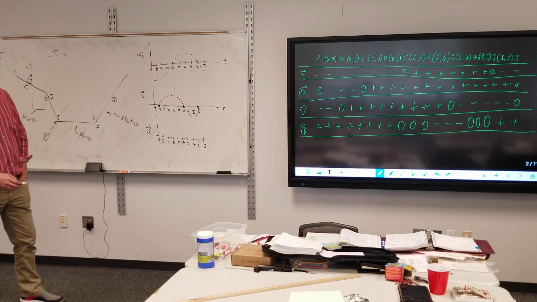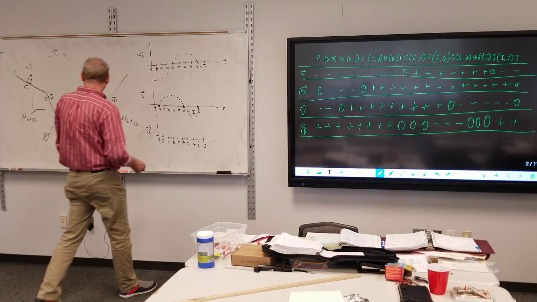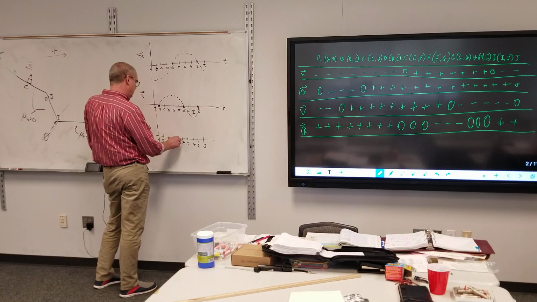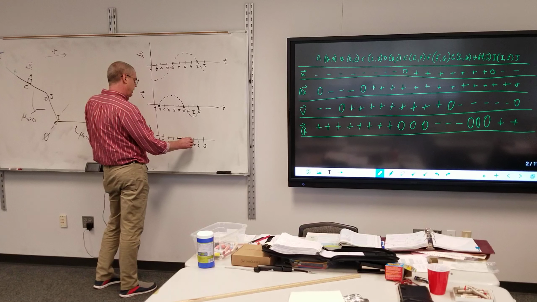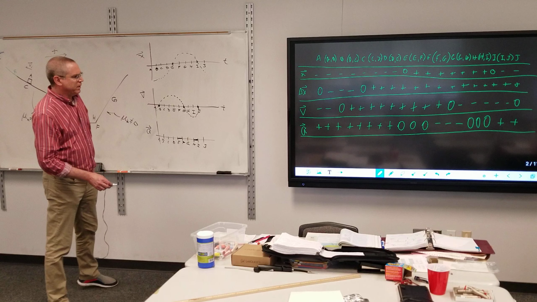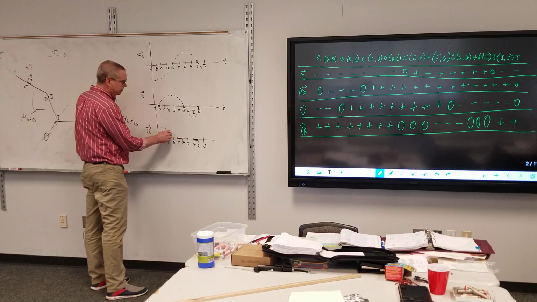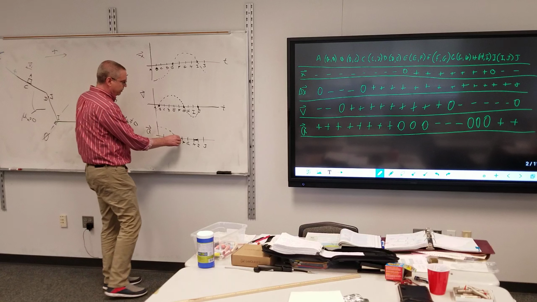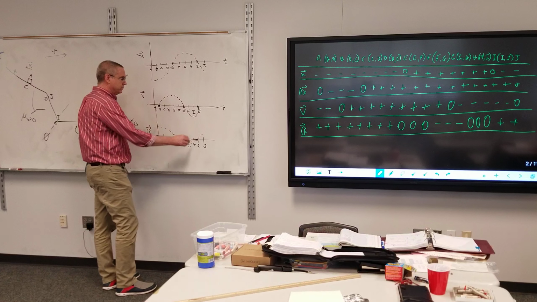And then very crudely, it's positive, then it's 0 from E to F, and it's 0 from H to I. It starts out positive, and then it shoots over to negative, back to 0, back to positive.